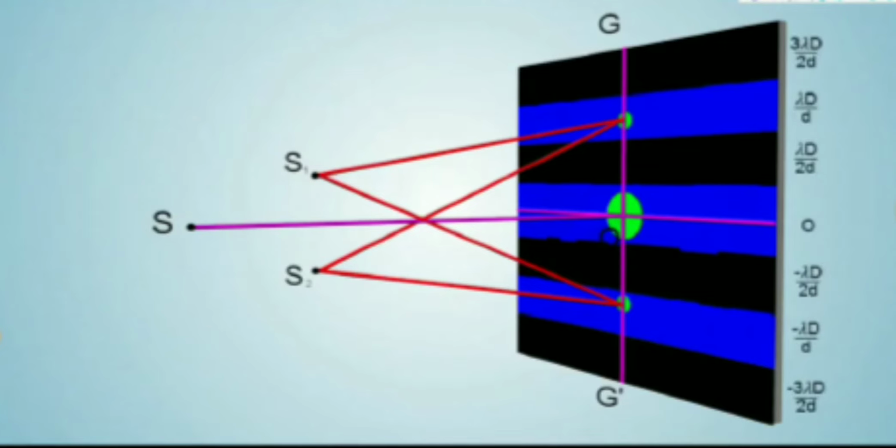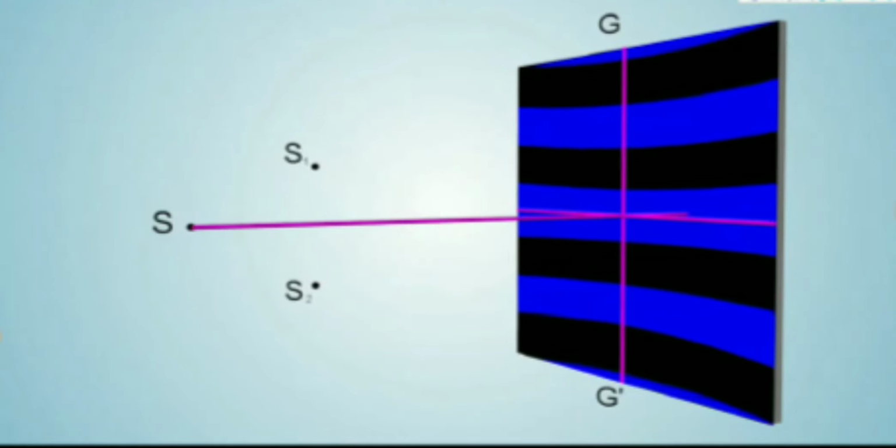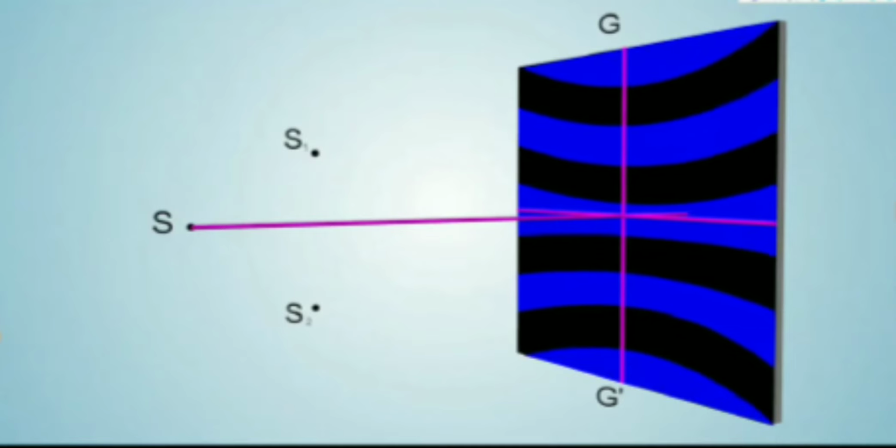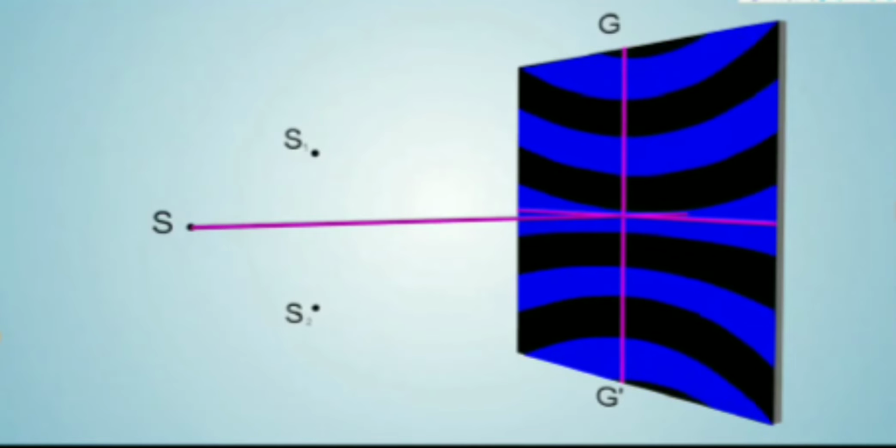Note that a particular fringe corresponds to the locus of points with the constant path difference of S2p minus S1p. Mathematically, the locus of such points represents a hyperbola. In fact, the fringe pattern is strictly a hyperbola. But for a large distance D, the fringes will be very nearly straight lines.